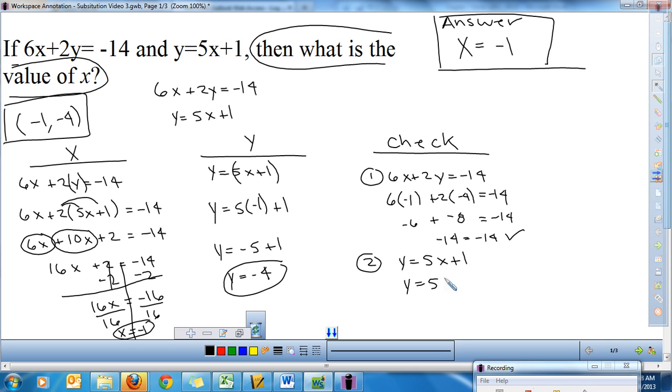Let's try our second one. y equals 5 times x. So the value of x was negative 1. I forgot to put in my y. That's a big mistake a lot of us make when we're checking. We're going to put in a negative 4 for y, and let's see if that gives us negative 4. 5 times negative 1 is negative 5, and negative 5 plus 1 is negative 4. My check worked. Since both checks worked, I'm not going to write my solution as an ordered pair. The solution is negative 1. The value of x is negative 1.